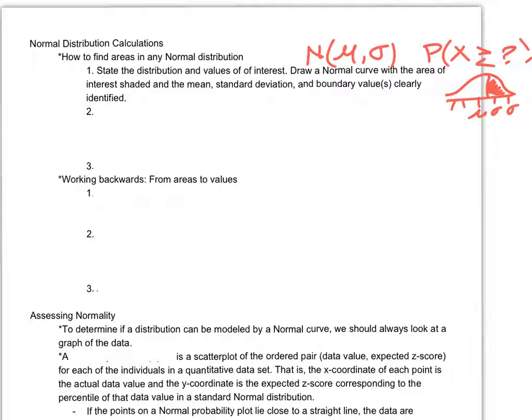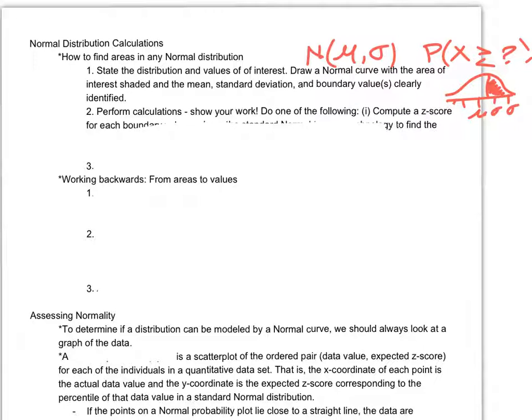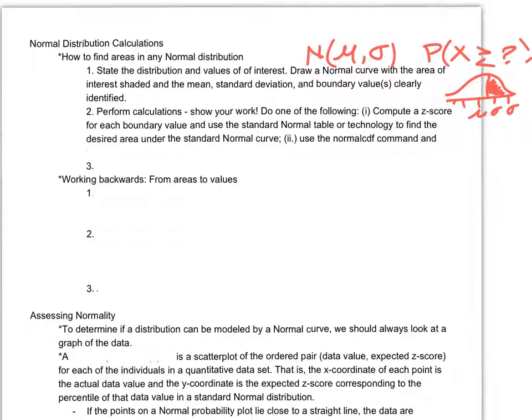So once I've got that set up, the next thing I'm going to do is perform my calculations, and I'm going to make sure that I show any of my work that I'm doing. So we're going to do one of the following. We're going to compute a z-score for each boundary value and use the standard normal table or technology to find the desired area under the curve, or we're going to use the normal CDF command and label each of our inputs, okay? And then we're going to make sure that we've answered the question. So go back and make sure that you have an appropriate answer for your question.